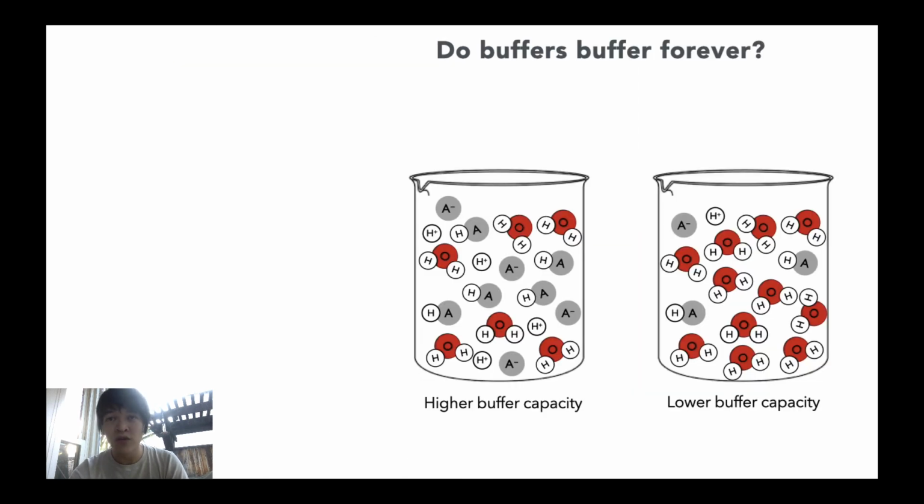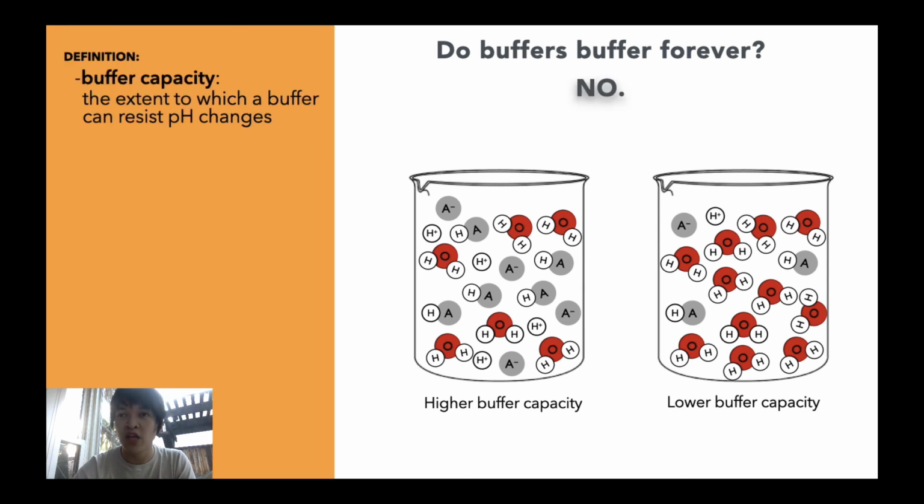There's one last term I want to go over. This term is relevant in answering the question above. Do buffers buffer forever? The answer? No. There's something called buffer capacity. This is the extent to which a buffer can resist pH changes. Below there's two beakers. The beaker on the left has a higher buffer capacity than the right beaker.